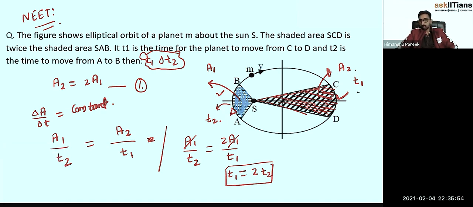Means this time taken will be twice that of this time taken. And obviously it has to be, because here it is covering double the area. So yes, it should take double the time also, so that uniform areas are covered. In equal time, equal areas are covered.